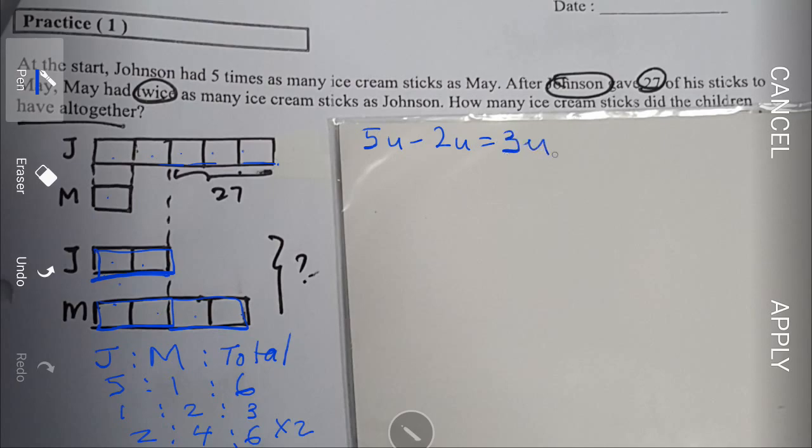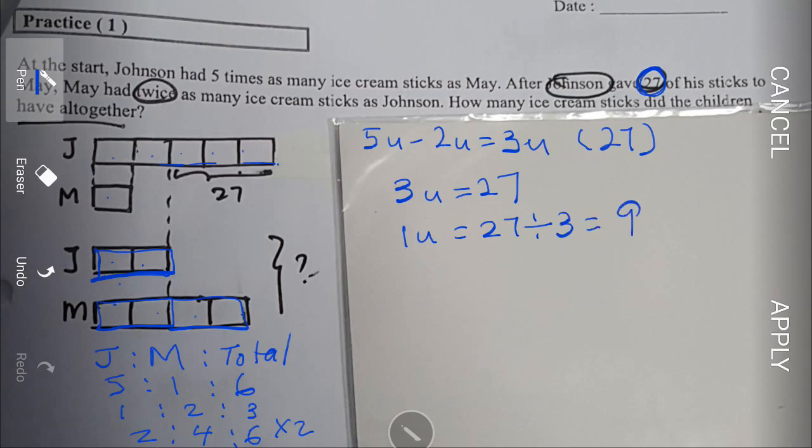So the 3 units difference is actually 27 here. So knowing that, you can solve the entire question. 3 units equals to 27. 1 unit will therefore be 27 divided by 3. So you get the value of 1 unit as 9.